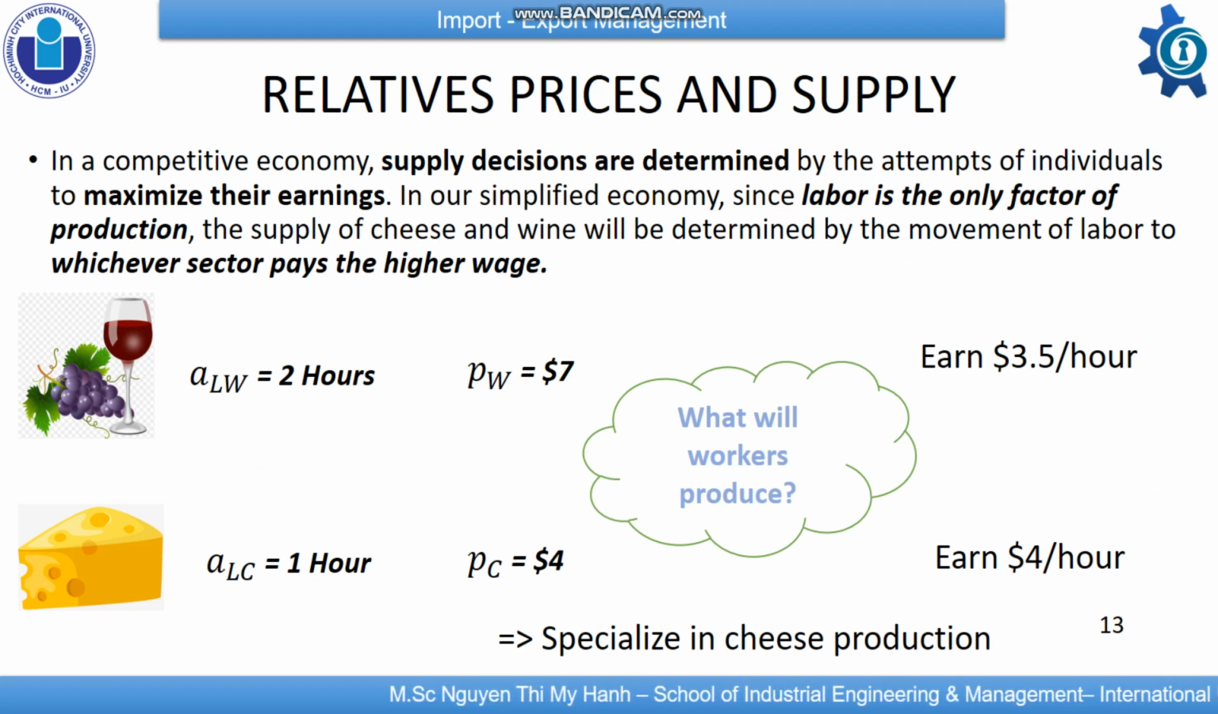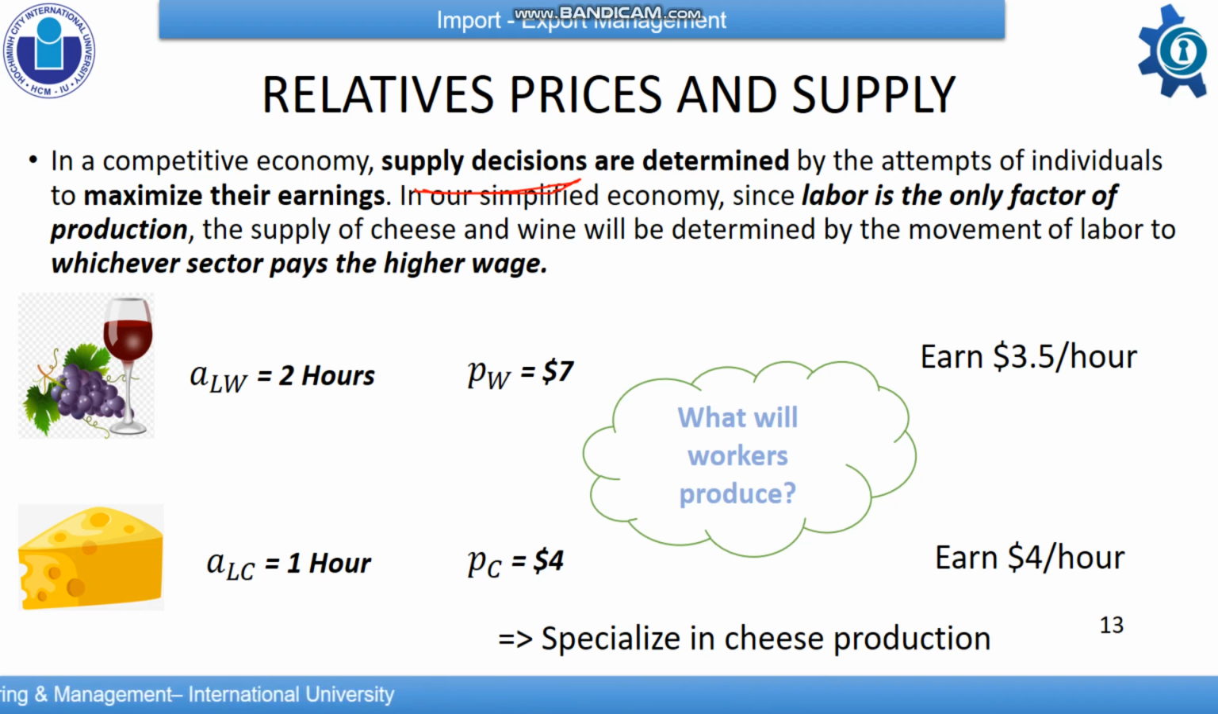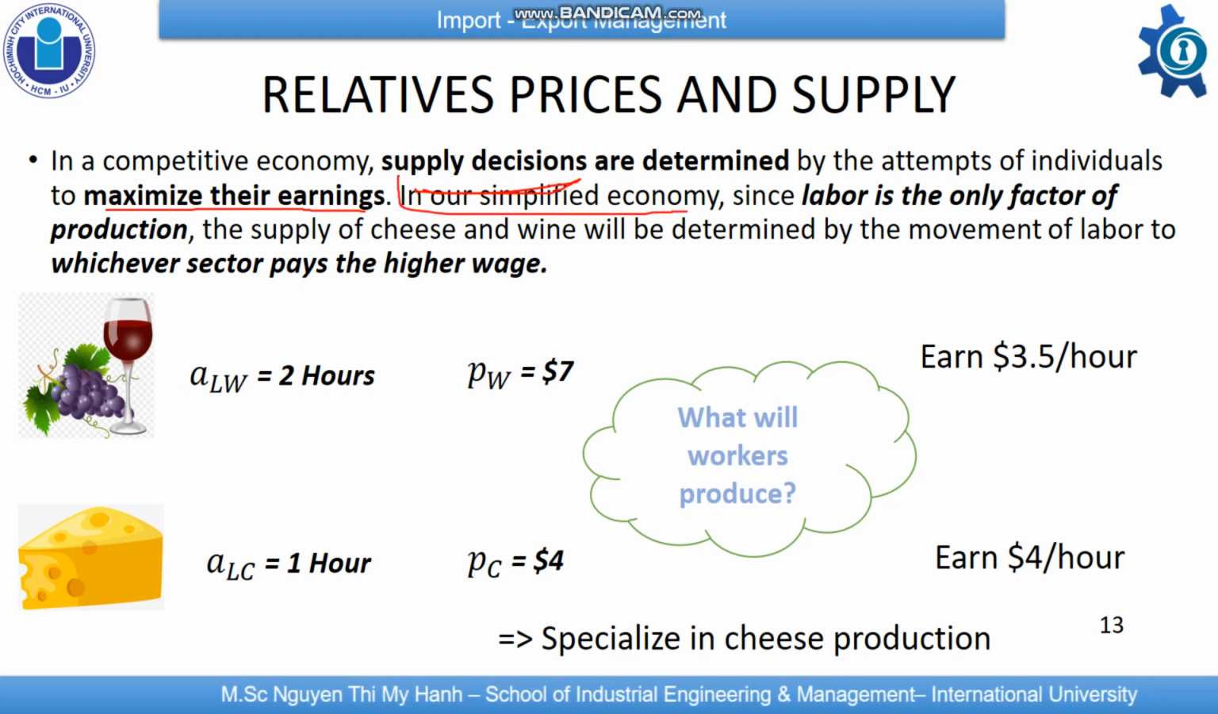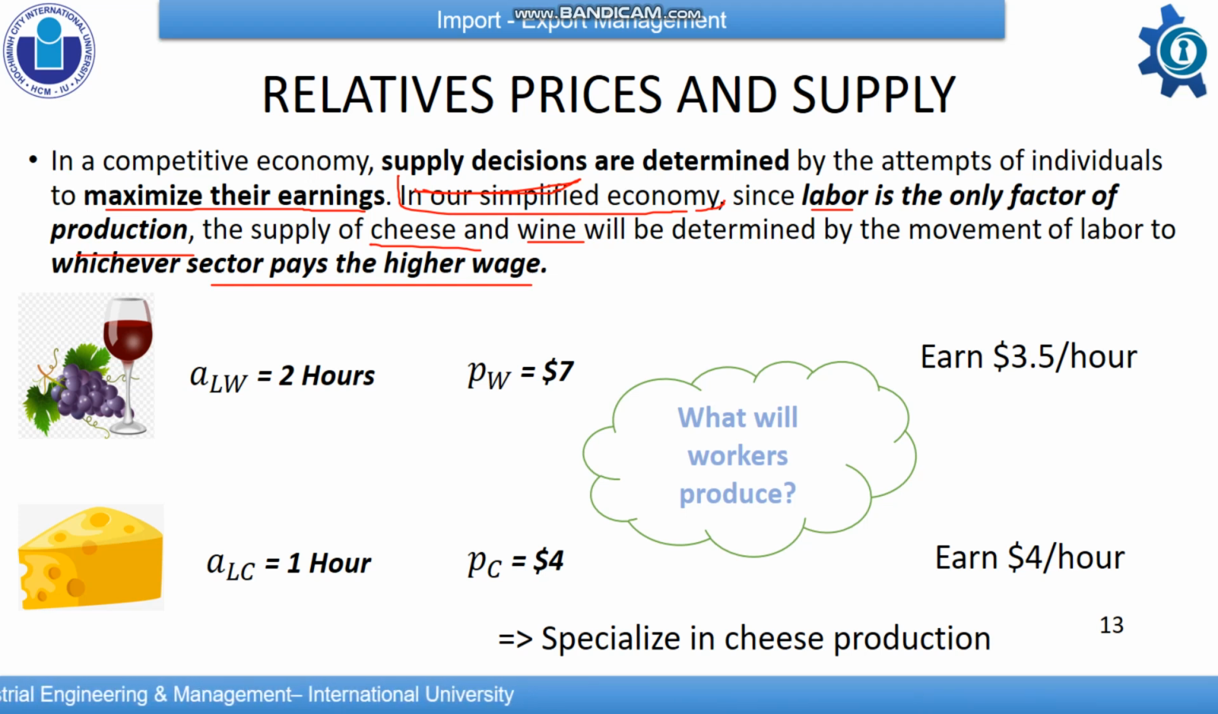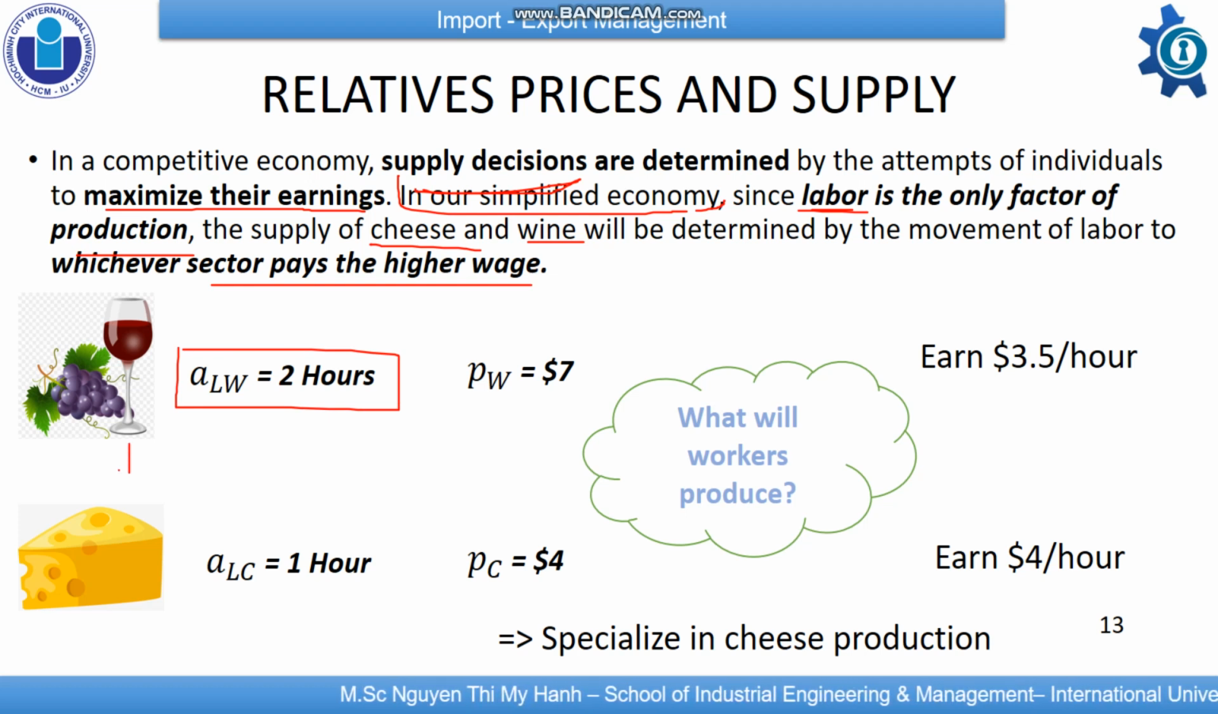Okay, so in a competitive economy, supply decisions are determined by the attempt of individuals to maximize their earnings. So their objective is to maximize their earnings. In this model, we simplify the economy. Since we only consider labor as a factor of production, the supply of cheese and Y will be determined by the movement of labor to whichever sector pays the higher wage. So if the cheese sector pays the higher wage to the laborers, they will tend to produce cheese more than Y. Okay.